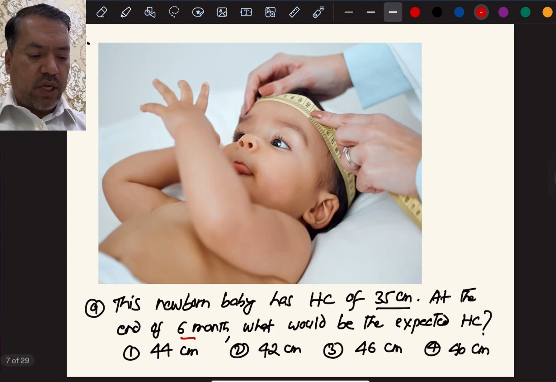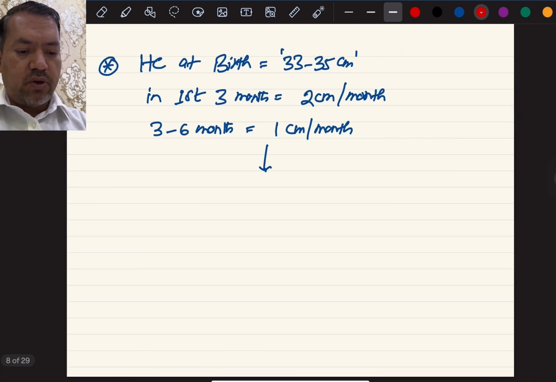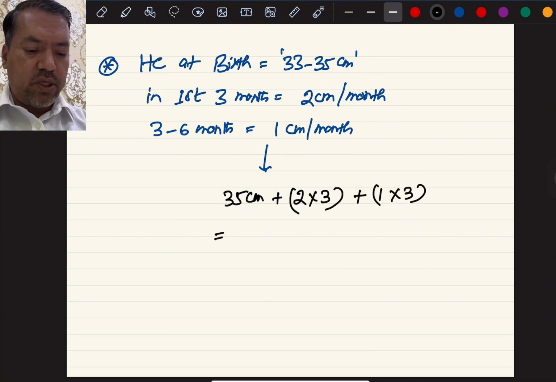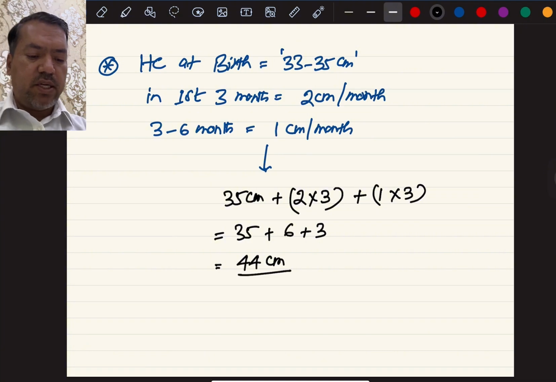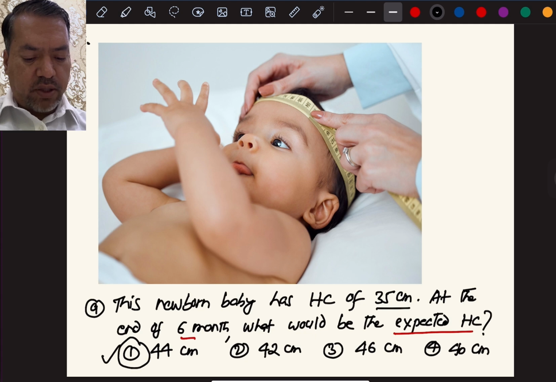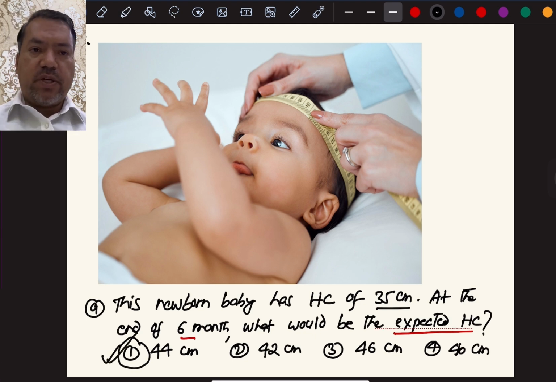The question, once again, I like to show you. At the end of the 6th month, what would be the expected head circumference, okay. So let's solve it now. So at the time of birth, it is 35, they say, okay. So first 3 months, it is 2 centimeter per month, that is 6 centimeter it would be, and another is 1 centimeter for another 3 months. So let's add all this together. So this is 6 and this is 3. So it is ultimately 44 centimeter, right? 44 centimeter. So where is the 44 centimeter here? It is option 1. Okay, this is 44 centimeter. So this is how, dear student, you need to solve this.